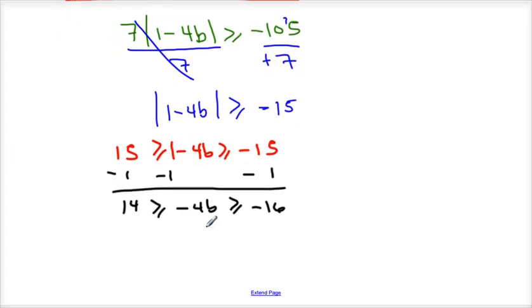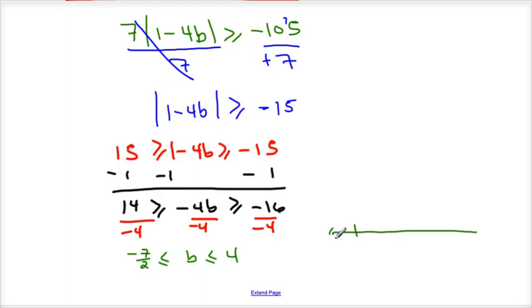Here we're going to divide by negative 4. Dividing by a negative, this becomes negative 7/2 simplified, is less than or equal to b, which is less than or equal to 4. Then we have our number line here. This is saying that b is greater than or equal to negative 7/2, closed circle, and less than or equal to 4, also a closed circle, and our solution set will be in here.